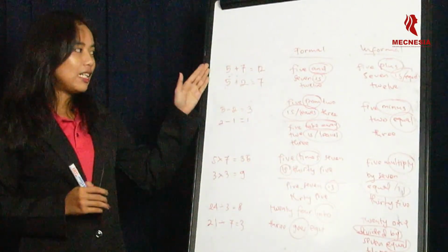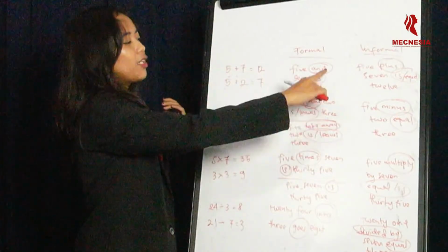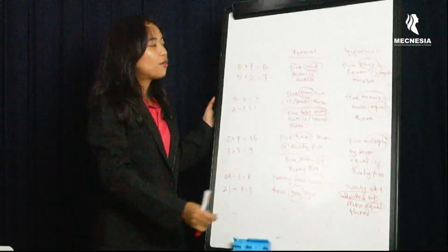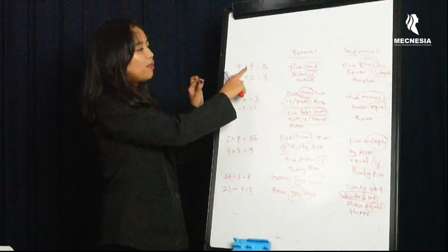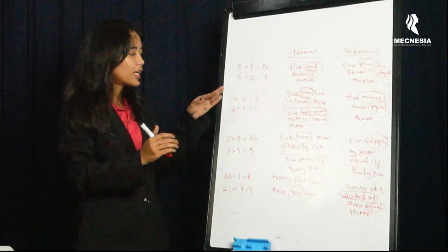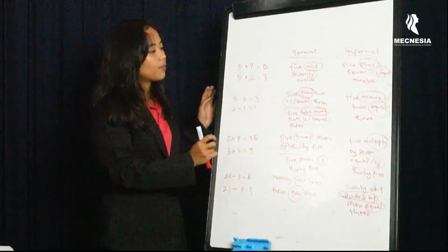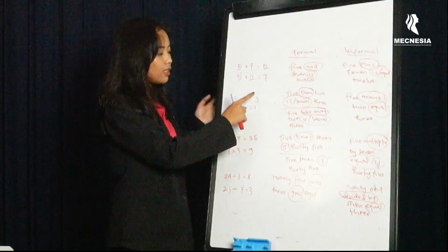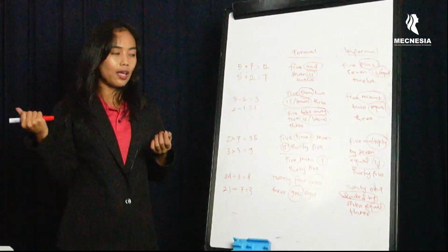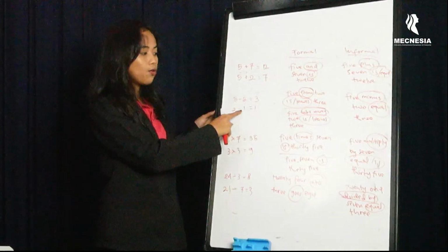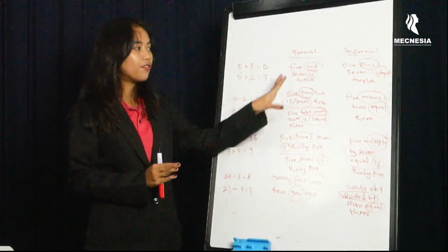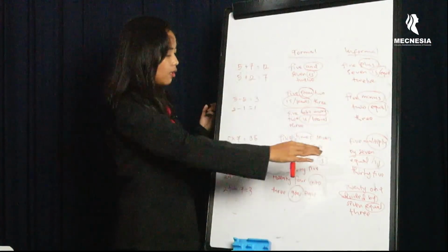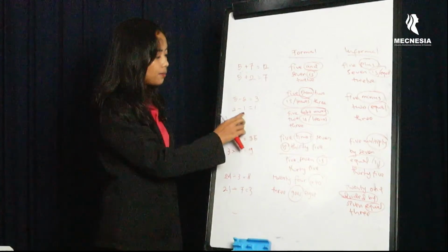So, plus, for the formal, we can use and di antara bilangannya, and then is untuk sama dengan. For the informal one, we can say plus and equal. Next, for pengurangan, we can use from. 5 from 2 leaves 3. Or take away. 2 take away 1 leaves 1 for the formal ways. And then for the informal, we can say minus and equal. 2 minus 1 equals 1.